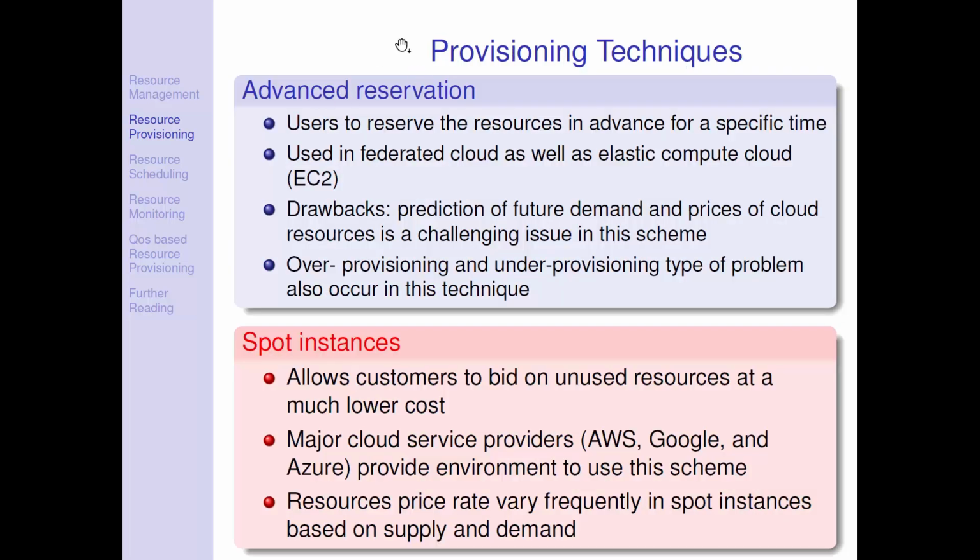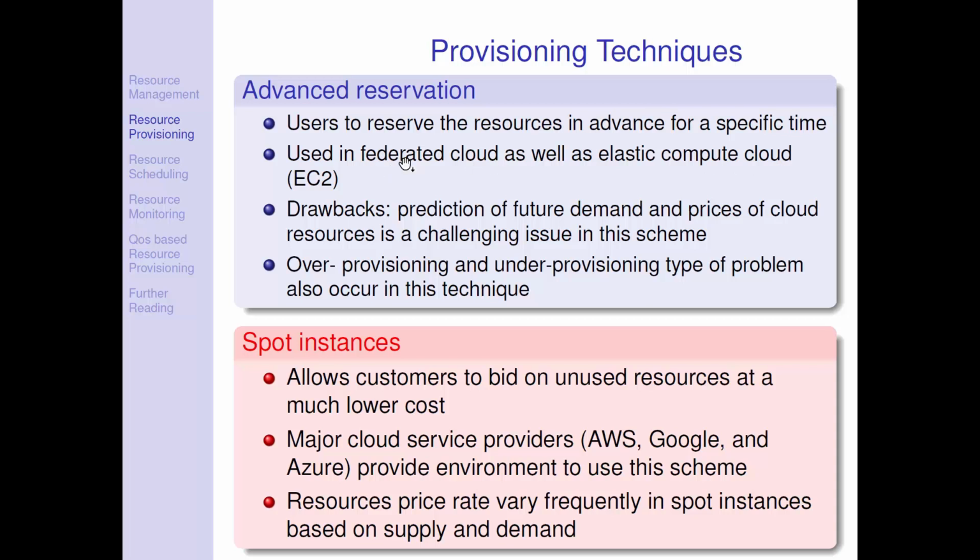Let us look at the second technique, which is advanced reservation. In this, the user has to reserve the resources in advance for a specific time. So this provisioning technique is used in federated cloud as well as Amazon's Elastic Cloud Compute service. So this is called EC2, Elastic Cloud Compute. It is a service which is provided by Amazon Web Services. We'll look into this in detail later.